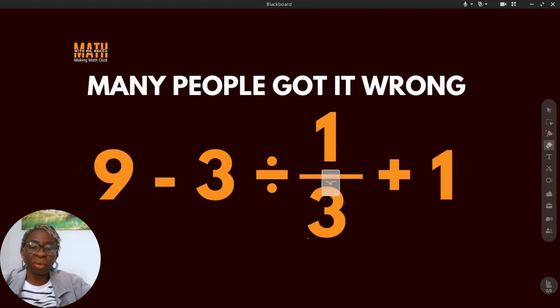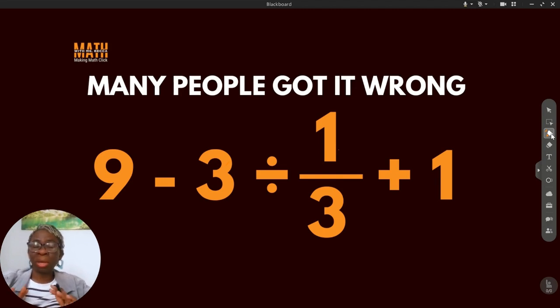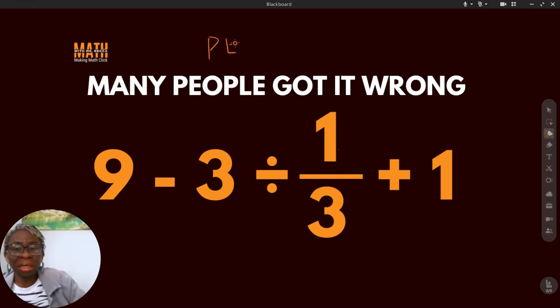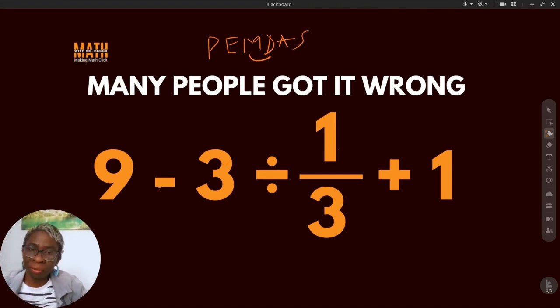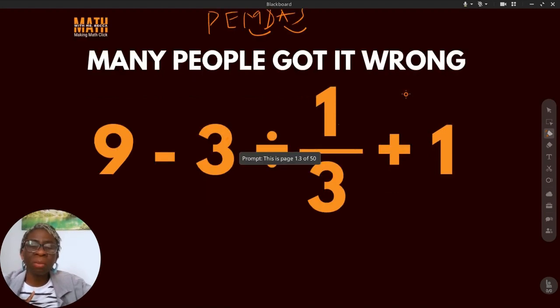Now we know we are supposed to use PEMDAS. Yes. Now we have subtraction, division and addition. That means we are expected to divide before we add or subtract. And don't forget that in PEMDAS, you solve from left to right. For multiplication and division, you solve whichever one appears first. And for addition and subtraction, you solve whichever one appears first. But now, a fraction is involved.